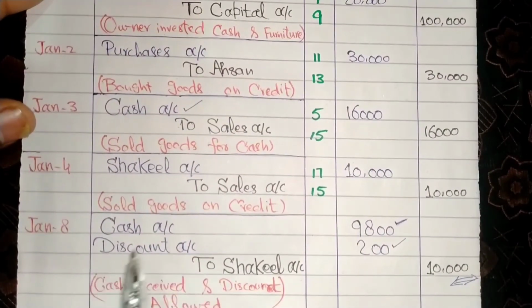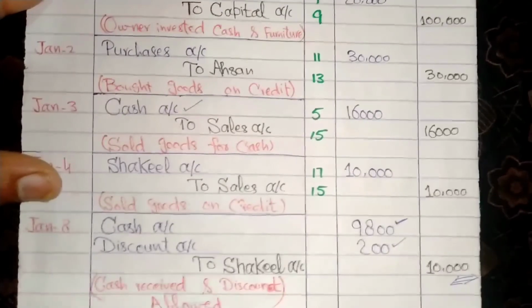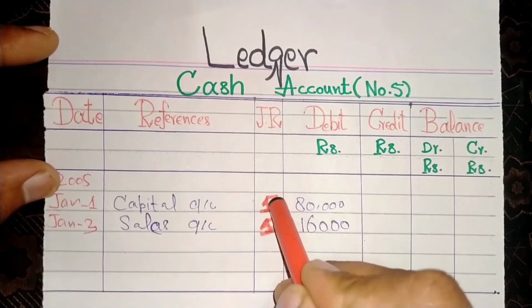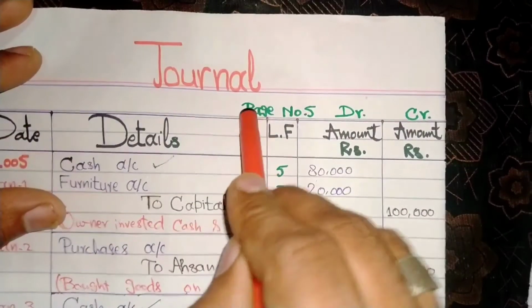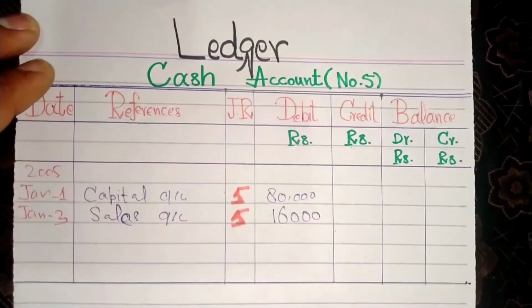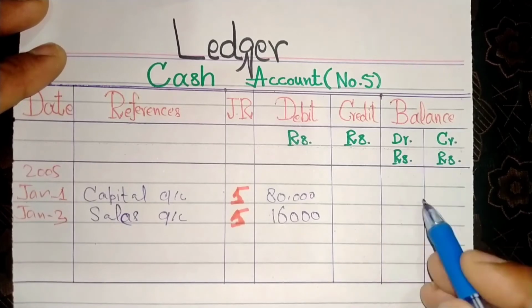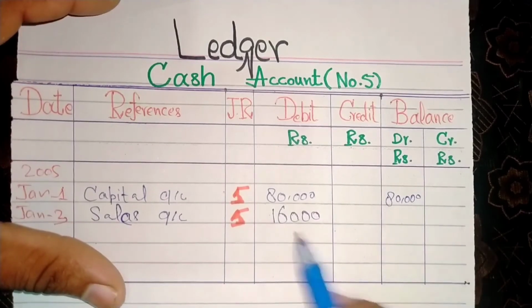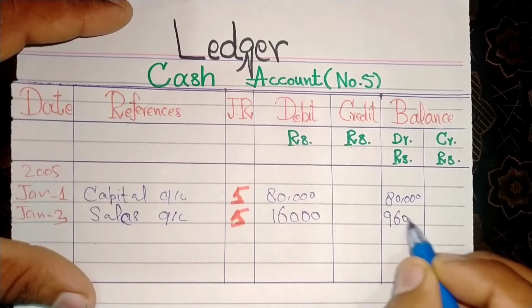In the last entry, cash account debit by Shakil account with an amount of 9,800 rupees. We will enter it in the ledger account in this way. This is the journal reference number, which is 5 and 5. This is the page number of the journal account. You can see here page number 5. Before entering the last transaction, we will set the balance column. So 80,000 debit, and we will also add 16,000 rupees to this amount. So ultimately we have a total debit balance of 96,000 rupees.